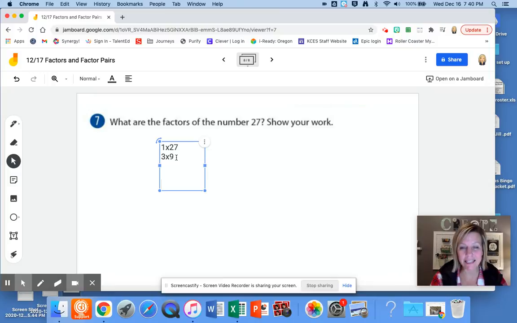So now I'm going to list the factors in order. 1, 3, 9, and 27. So there are 4 factors for the number 27.